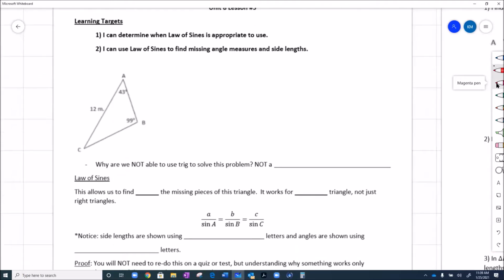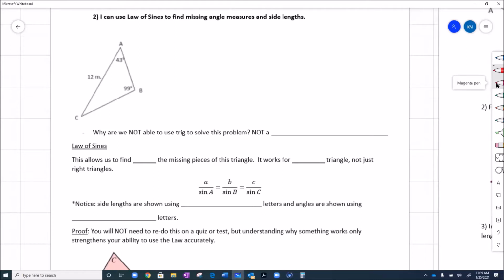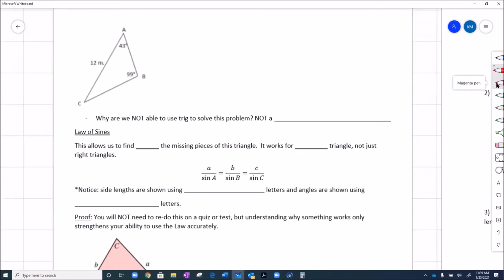All right, so as we look at this triangle, if it asks us to find the missing side lengths, why would we not be able to use trig on this problem? Okay. And our answer should be pretty quickly that it is not a right triangle. Okay, and we can only use our SOHCAHTOA on right triangles. Okay, so today we're going to change that a little bit.